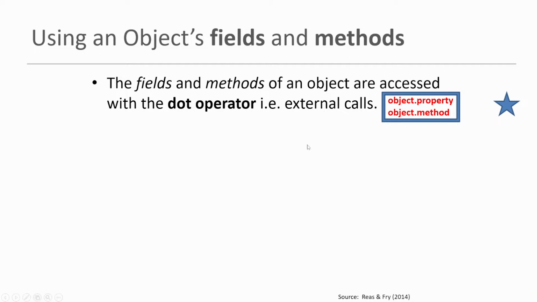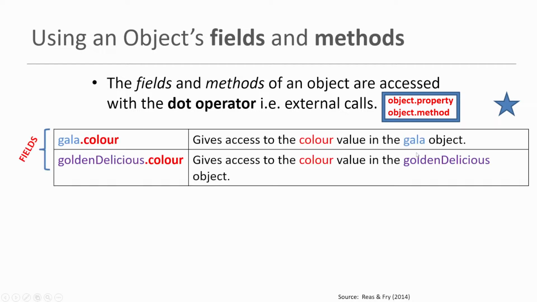We have an object, and remember that could be Gala, and we can say dot property, which we can say dot colour, or dot method, so dot grow as well. So just say Golden Delicious dot colour. That gives us access to the colour value in the Golden Delicious object.